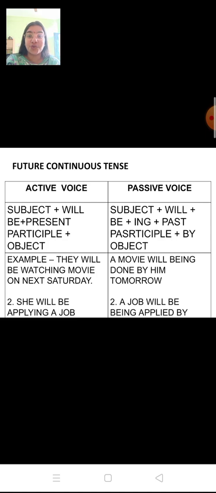Now if we want to change this into passive voice, the structure will be subject plus will plus be plus being plus past participle plus by plus object. A movie will being done by him tomorrow. Now the next example is: she will be applying for a job. A job will being applied by her.